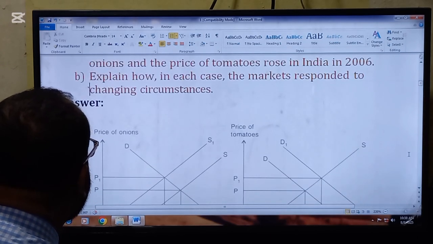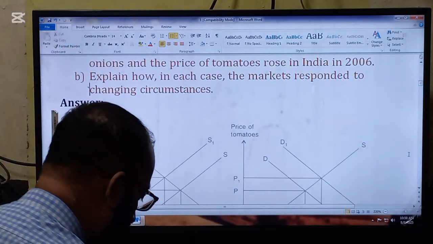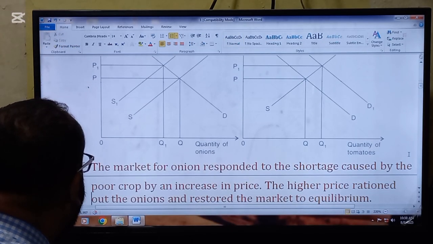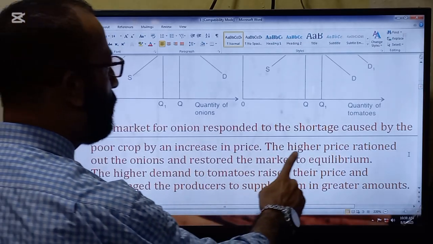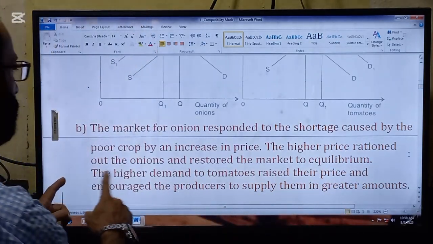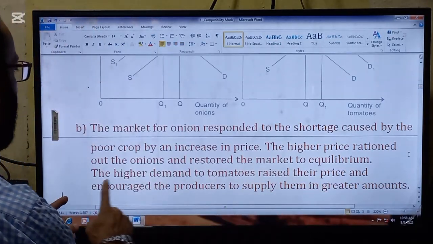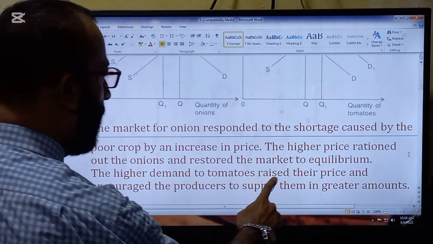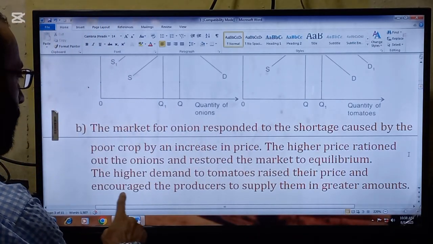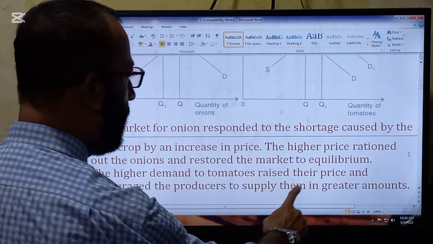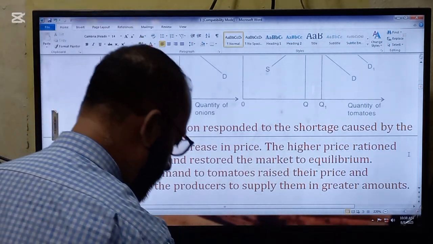The second part is: explain how in each case the market responded to changing circumstances. And here is the answer. The market for onion responded to the shortage caused by the poor crop by an increase in the price. The higher price rationed out the onions and restored the market to equilibrium. Whereas in the case of the tomatoes, the higher demand for the tomatoes raised the price and encouraged the producers to supply them in greater amounts.